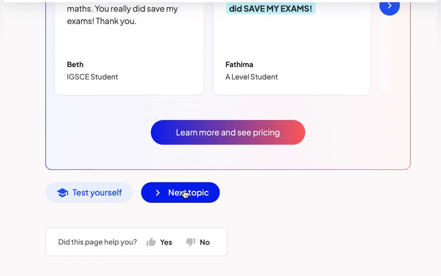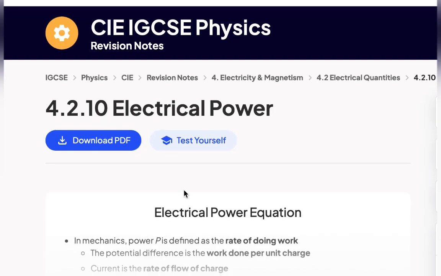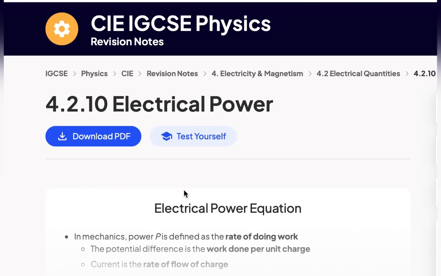Okay, now let's quickly see what comes after that. Now let's take a look at electrical power. They go together. So electrical power, we do electrical power next time. I think our note is finished.